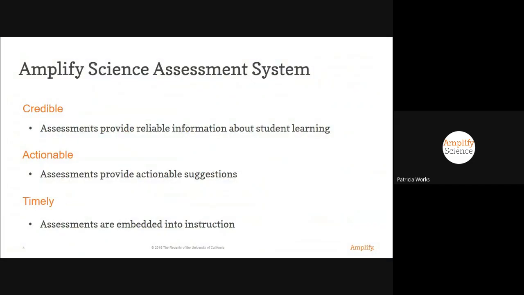Here's the assessment approach. Assessments are designed to provide credible information about student understanding of science concepts or about their dexterity with practices, cross-cutting concepts, or reading comprehension strategies. Assessments are actionable by providing specific suggestions for supplementing instruction based on the information provided. And they are timely in the way they're embedded into instruction. They provide insight to teachers as they're teaching, meaning instruction can be immediately adjusted based on the data they provide. This is different from traditional assessment, where teachers must wait until the end of the chapter or the unit to find out what students understand.